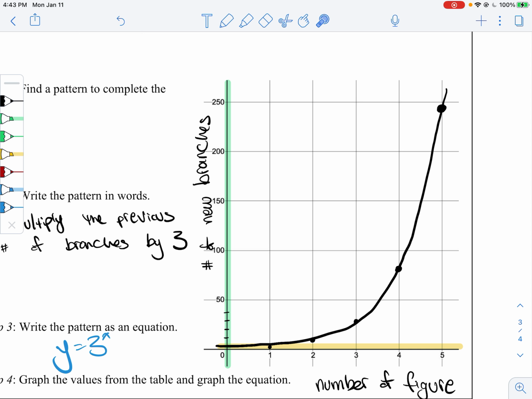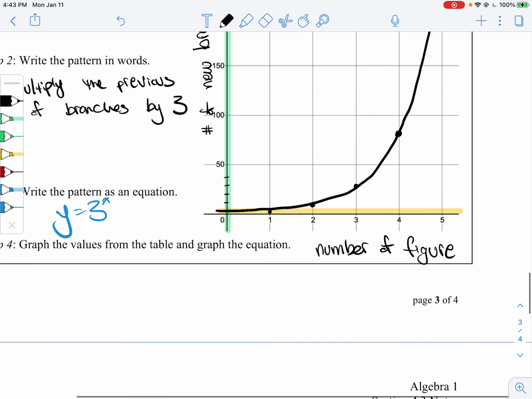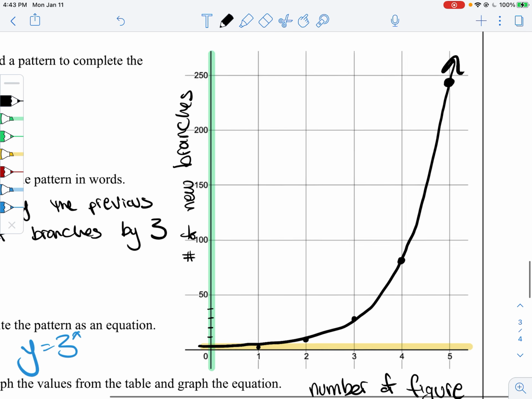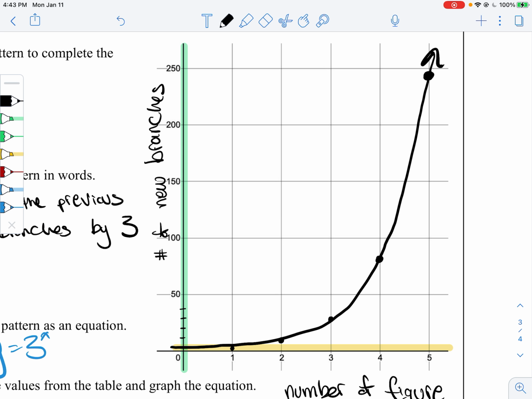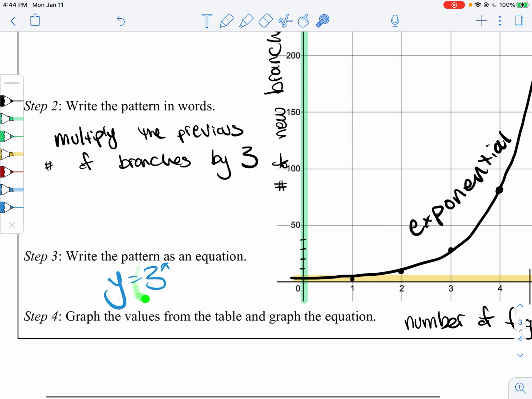Our function goes like this. Like that. This is called exponential because it grows exponentially. This is also the way that disease is transmitted and population grows, is exponential. We call it exponential because x is an exponent here.